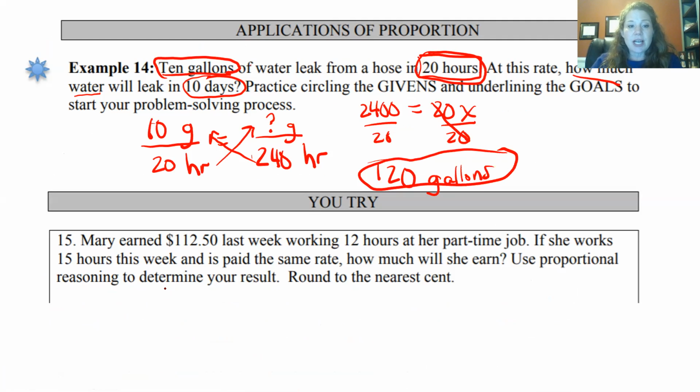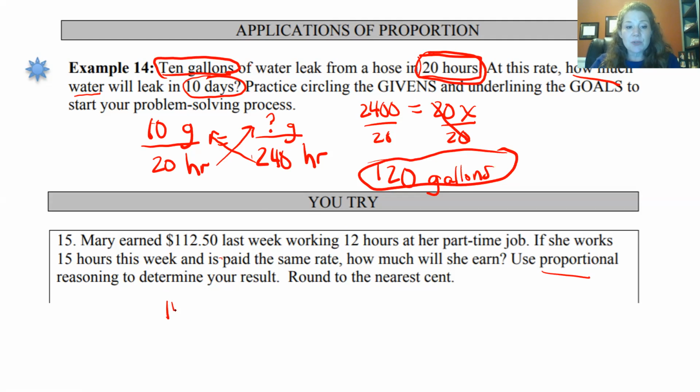So Mary earned $112.50 last week working 12 hours at her part-time job. If she works 15 hours this week and is paid the same rate, how much would she earn? Use proportional reasoning to determine your result. Well, there's two things we could do. We could divide the money by the hours to see how much she earns per hour, and then multiply that amount by 15. But the directions say specifically proportional reasoning. So we're going to set up a proportion.